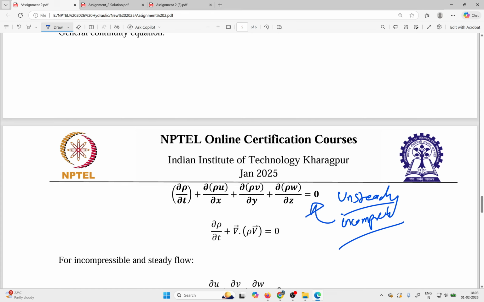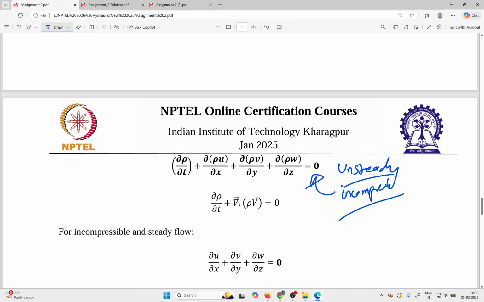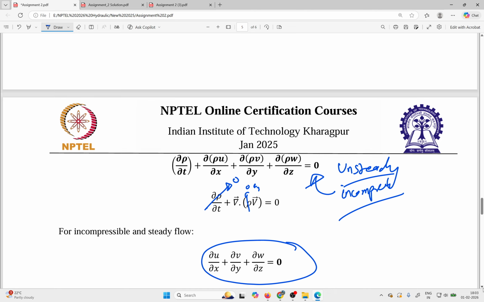Del for del you can write as del by del x, del by del y, del by del z, and rho V you have common. Now for steady and incompressible, this will be 0, and for incompressible your rho will be constant. If this is 0, then del dot rho V vector will also be 0. Your rho will be constant, so it is also 0. Constant means some value: 2, 3, 10, 100, 1000, whatever, a constant value. And so now you will get finally this, and this is representing your del dot V vector.